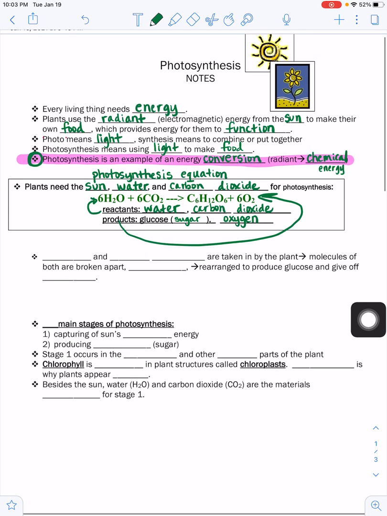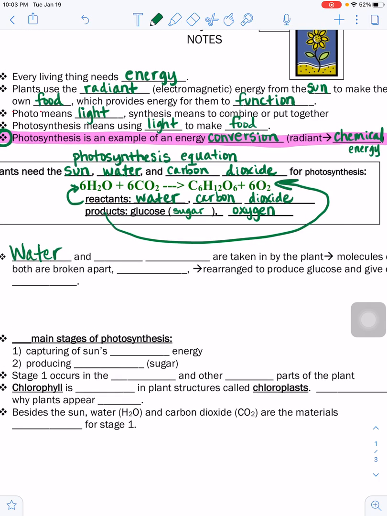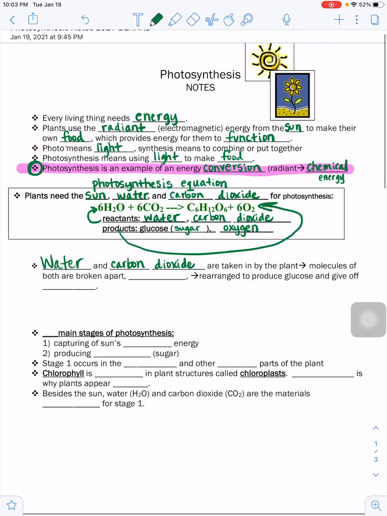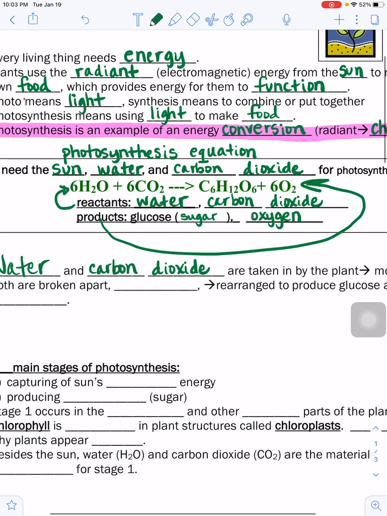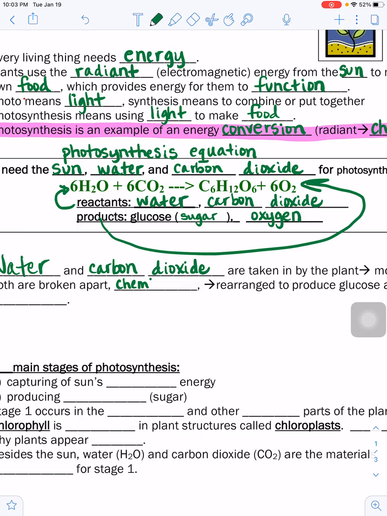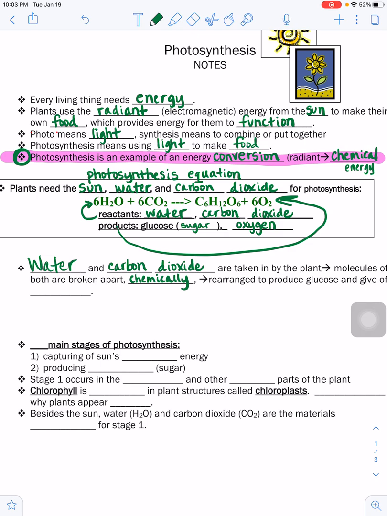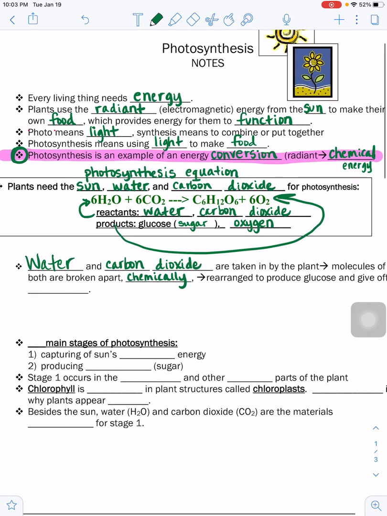All right, moving on. Water and carbon dioxide are taken in by the plant. Then molecules of both are broken apart chemically, and then rearranged to produce glucose and give off, which gas do they give off? Oxygen. It's what we need.